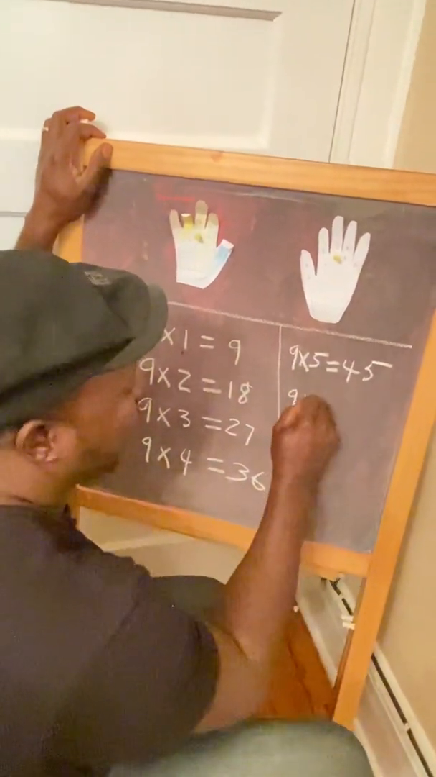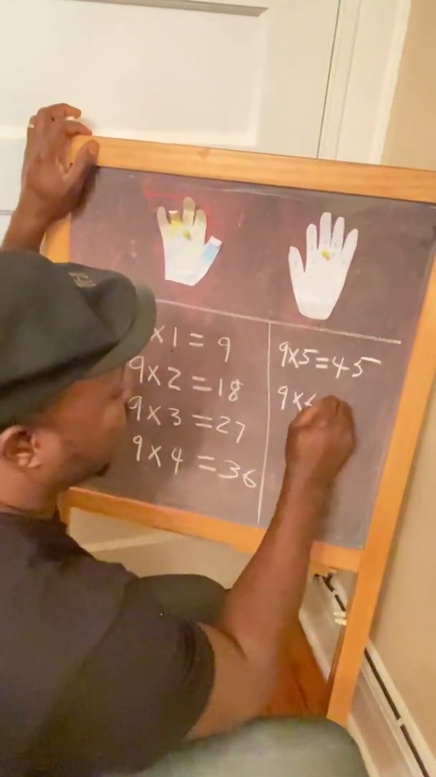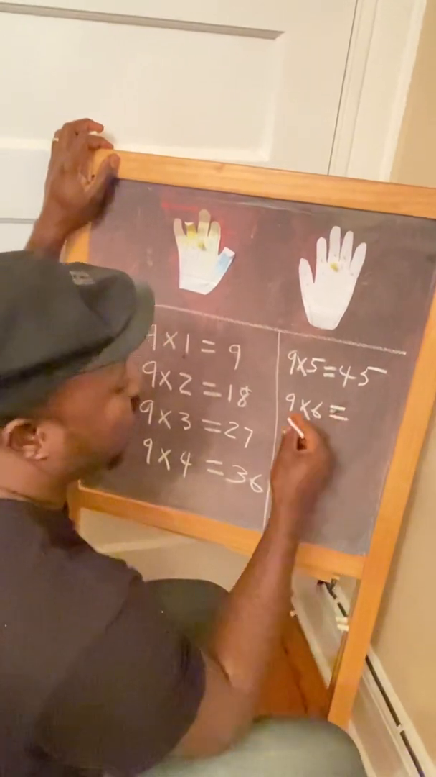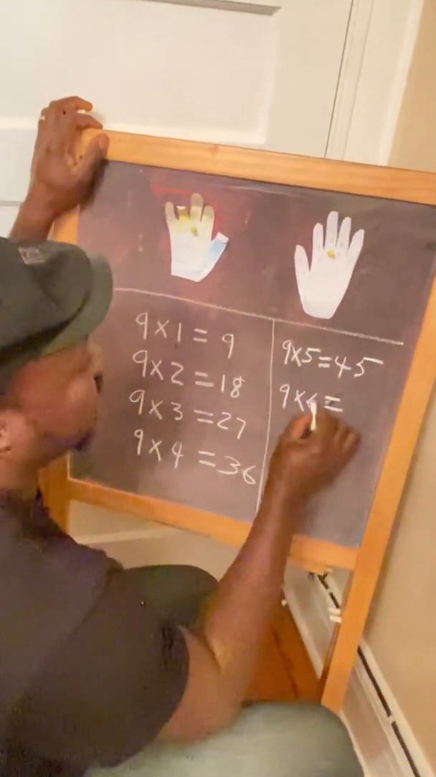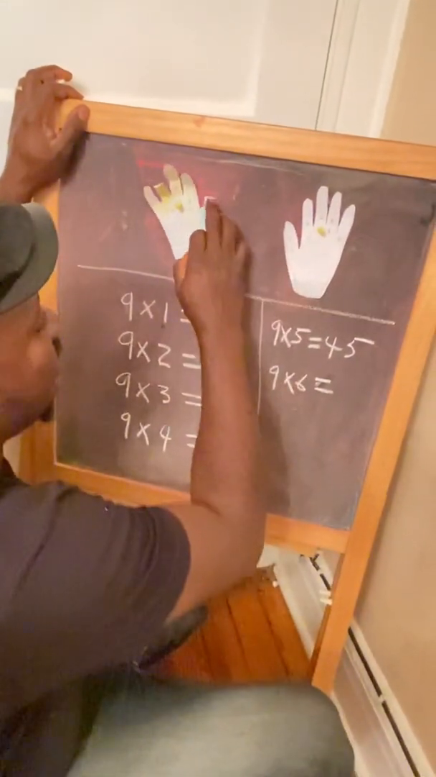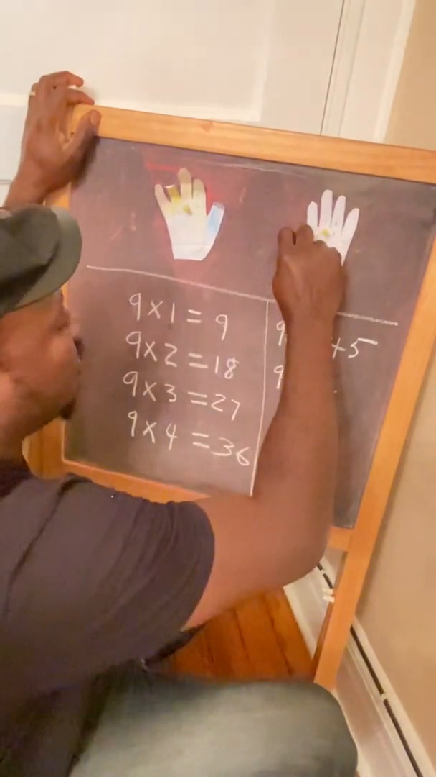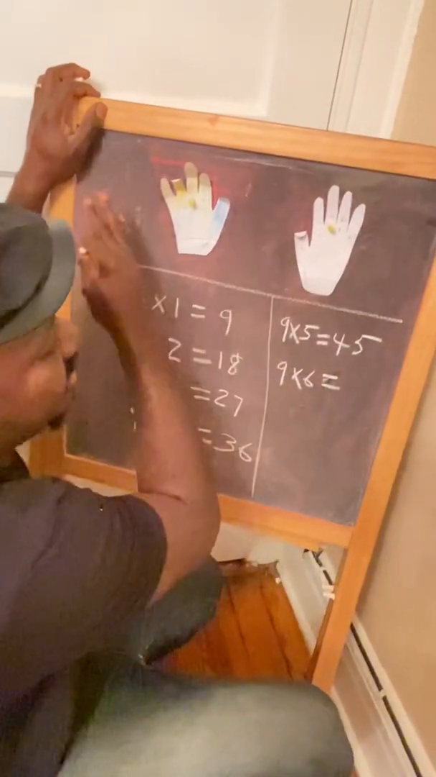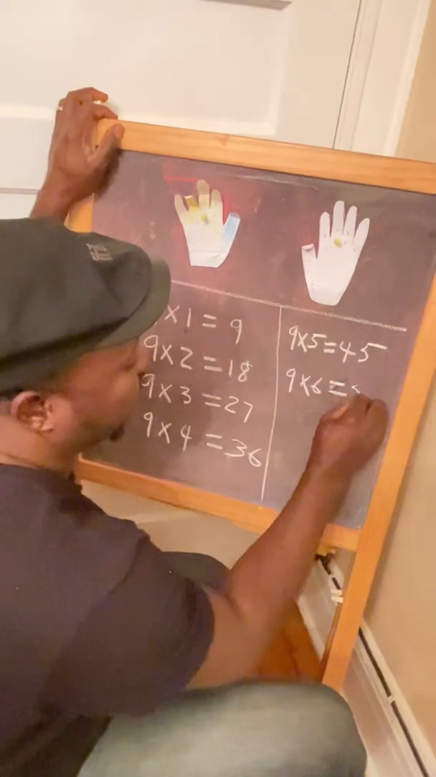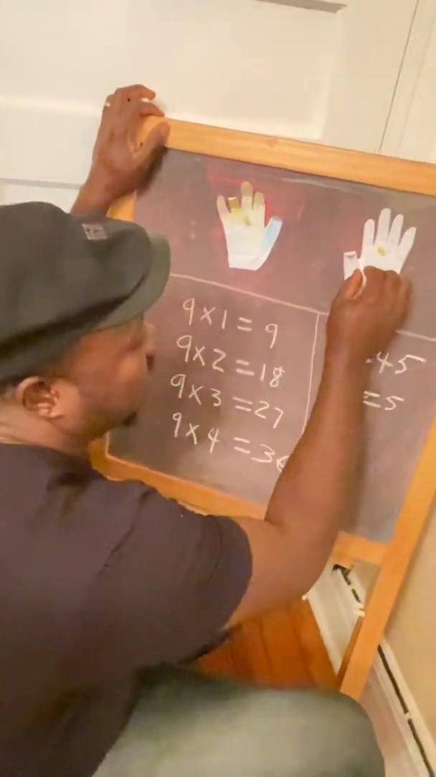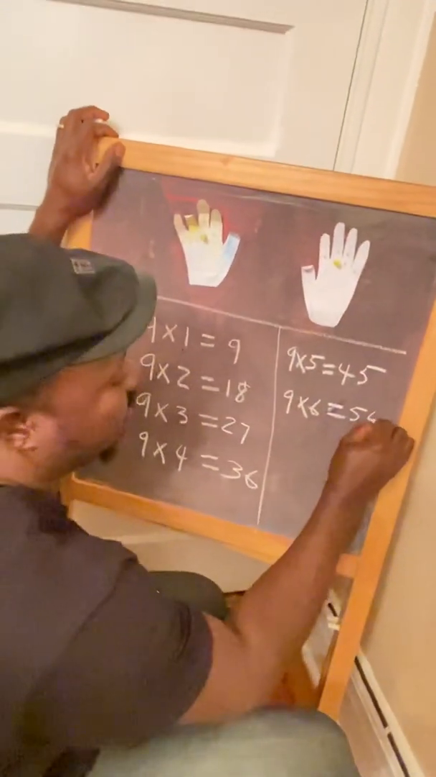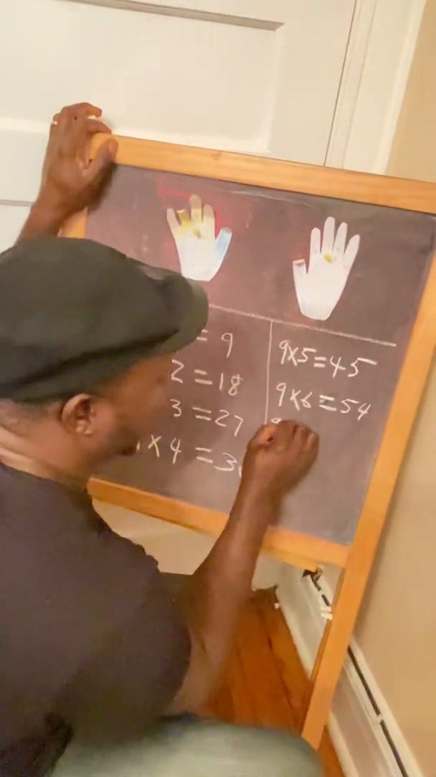9 by 6. We are on 6 now. That's 6. We put 6 down. Okay. How many on that side? 5. After 6, how many on that side? We've got 4. Let's go.